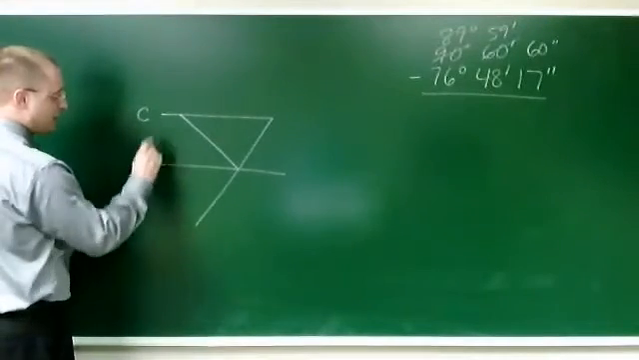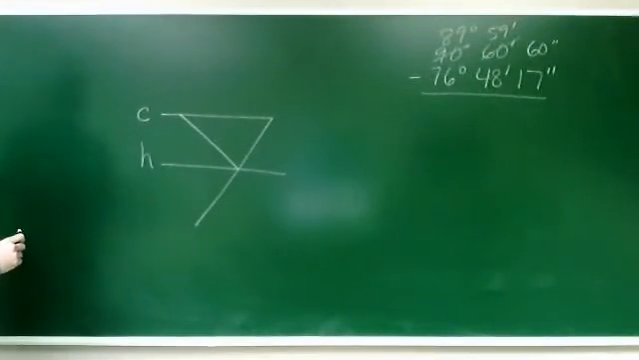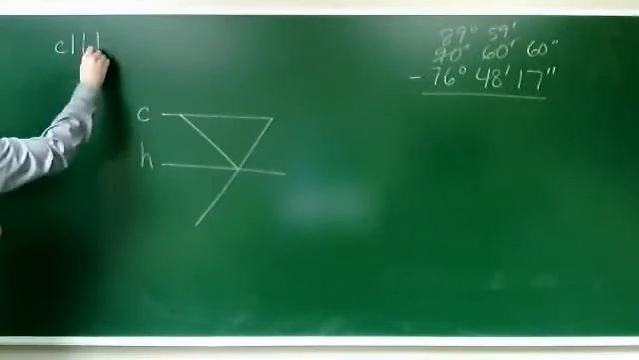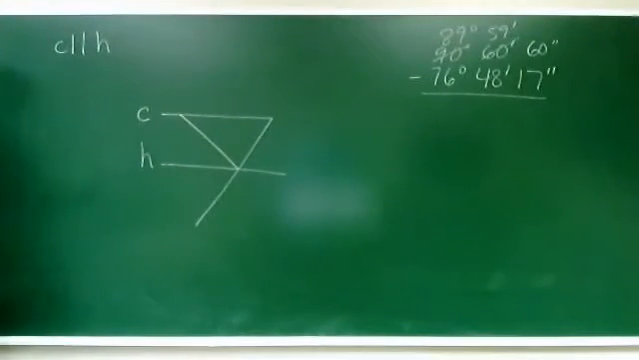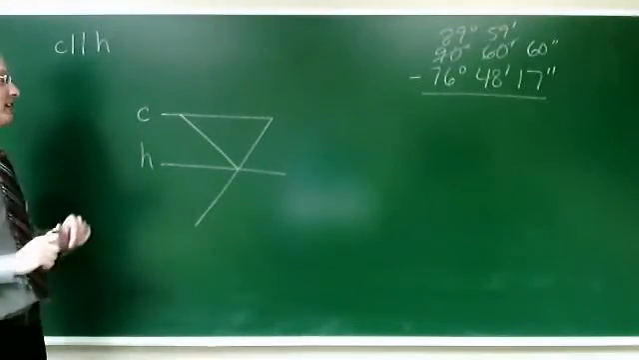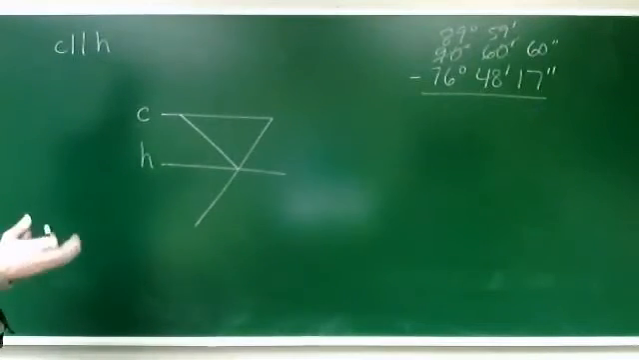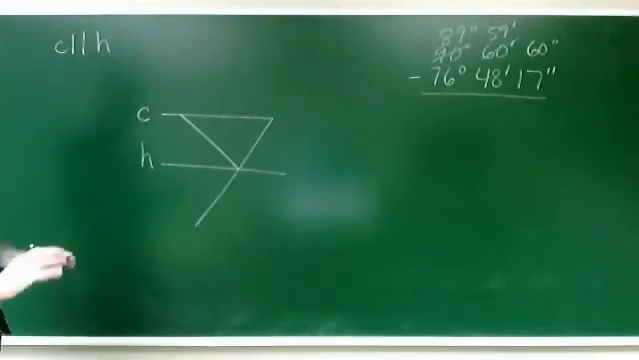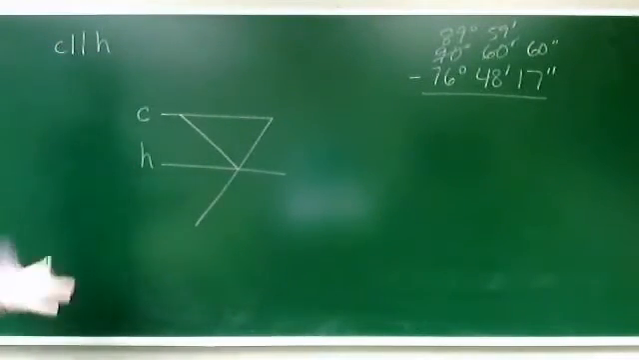So Chris will use these 2 lines. And we'll say that C is parallel to H. That is all we know. We aren't given anything about a bisector. We're not given anything equal. Just C is parallel to H.